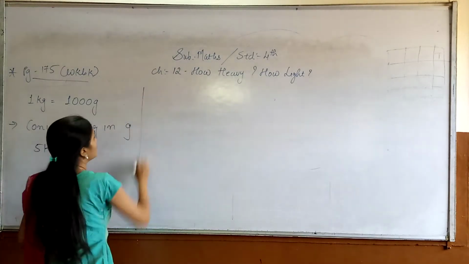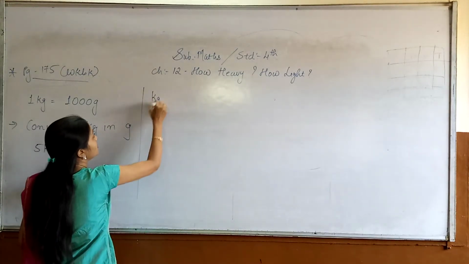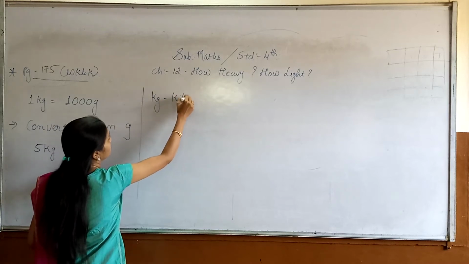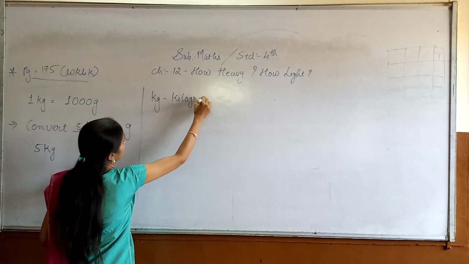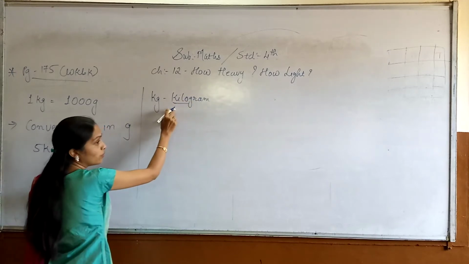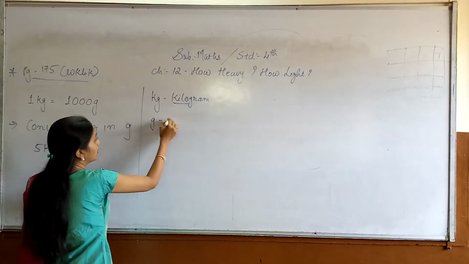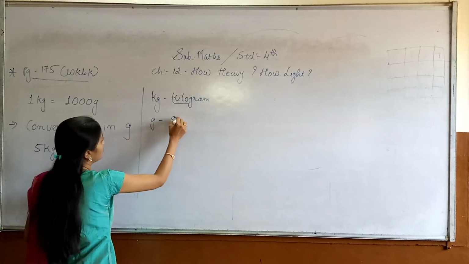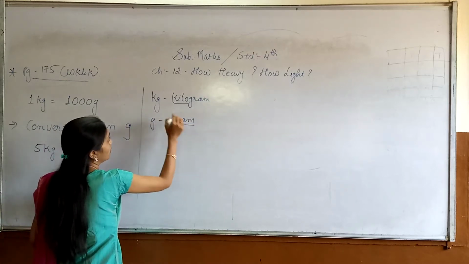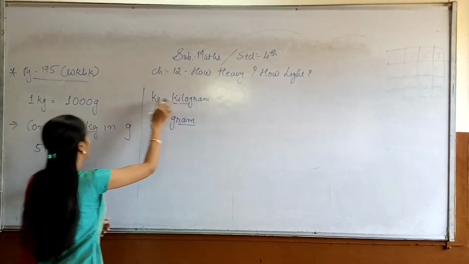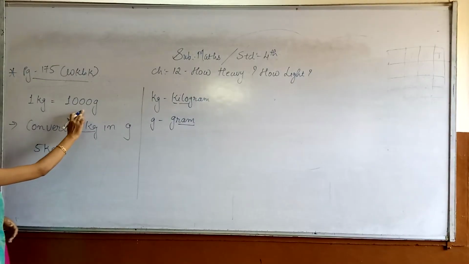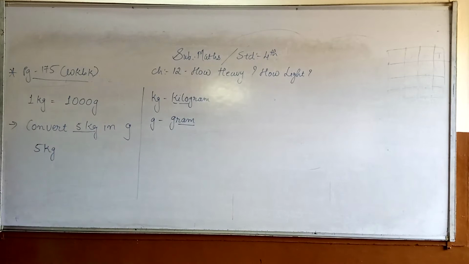See, kg means kilogram. The short form of kilogram is kg, and for gram, g it is for gram. Okay, gram and kilogram. 1 kg equal to 1000 grams. This thing you have to keep in your mind.